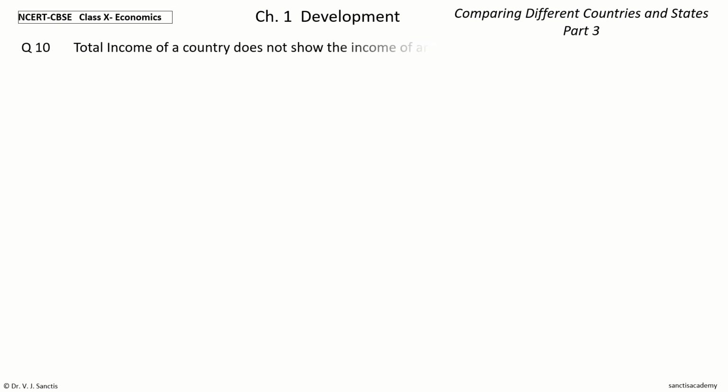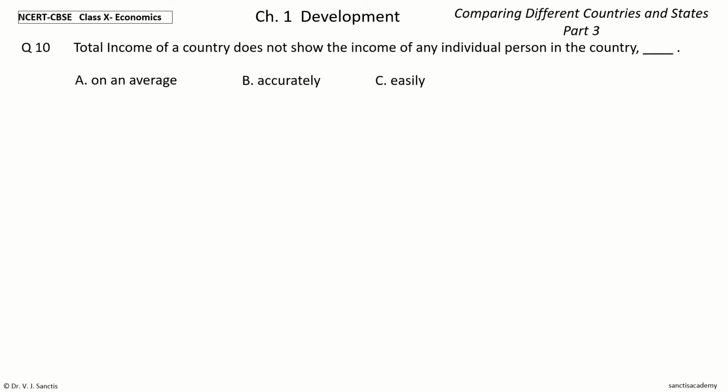Next question, number 10. Total income of a country does not show the income of any individual person in the country dash. The options are on an average, accurately, easily, on the whole. Your time to choose.